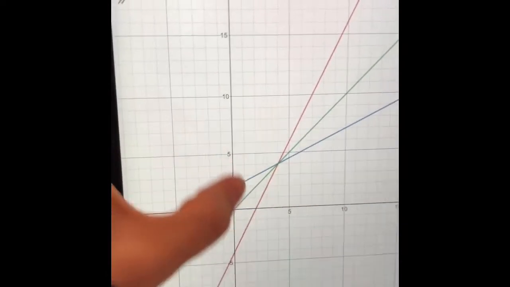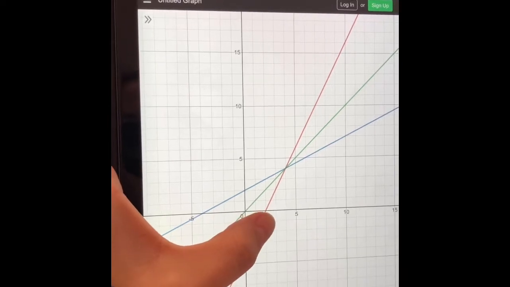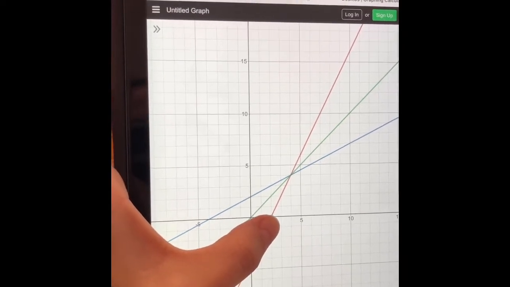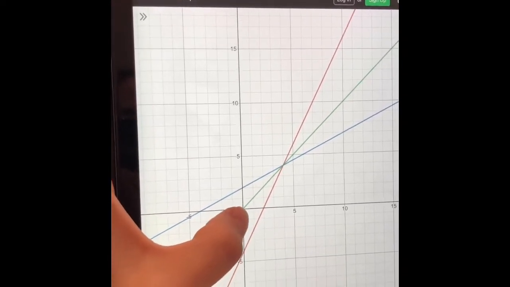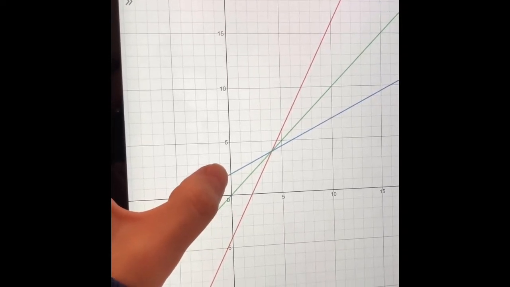One way you could also do it is with points. So if you look on our red function, we have the point (2, 0) right here. So if you flip it, it'd be (0, 2). If we went to (0, 2), we end up with a point on our blue function.